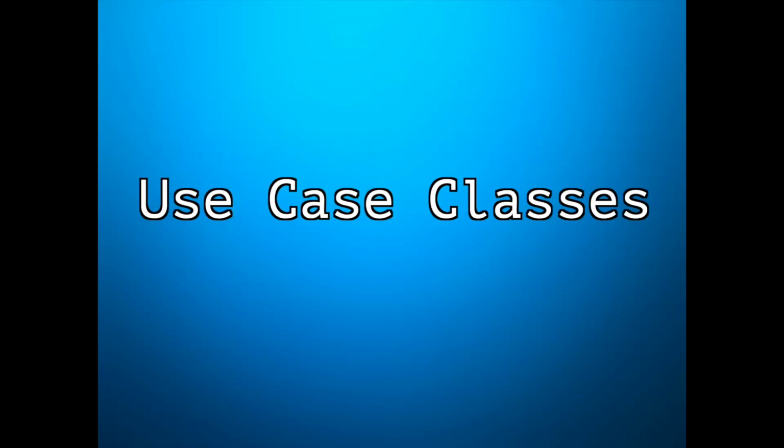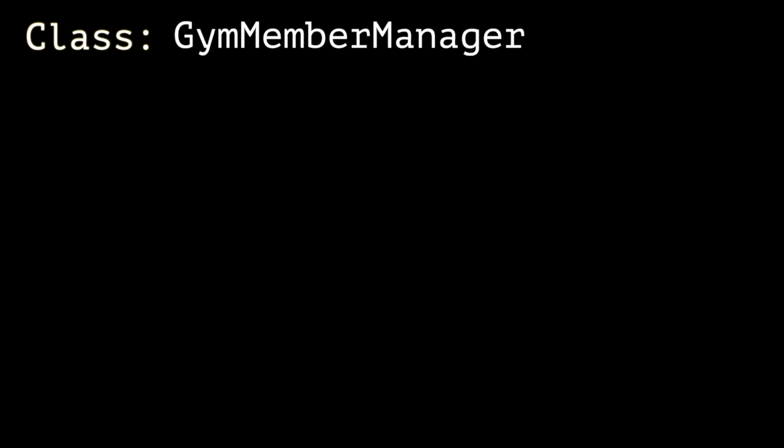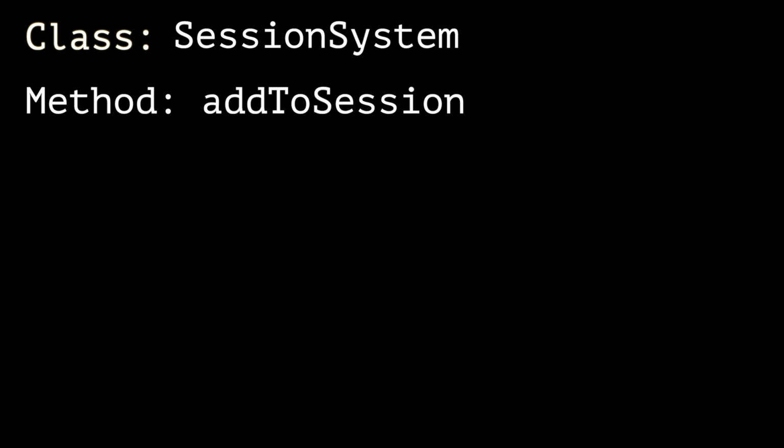The use case layer is responsible for storing entities and changing the values of their variables. The use case classes answer the question, what is allowed to happen to the entities? For example, if we had a gym member manager class, it might have a method called canJoinSession that finds a member and checks if they're allowed to join another session. Maybe they've already maxed out the number of sessions they can join this week, maybe not. CanJoinSession method will determine which one is true. Likewise, the session system class might have a method called addToSession that takes a member's ID and adds it to the list of people stored in a particular session.